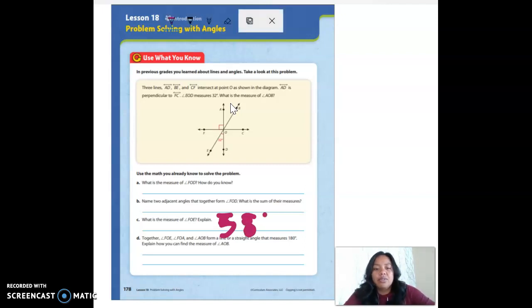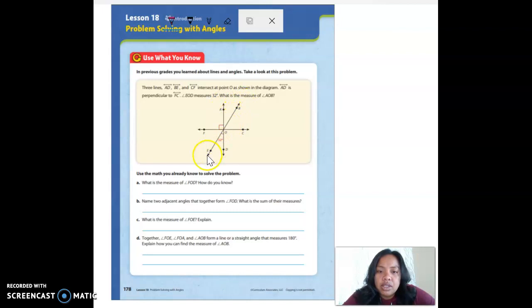There you go. Okay. The next question, it says together, FOE, here's FOE and FOA, right there, and AOB form a line or a straight angle. That means 180 degrees. Let me go ahead and quickly just erase this. Explain how you can find the measure of AOB.